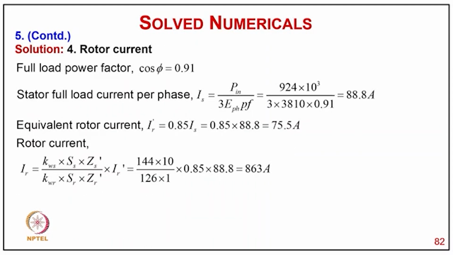So stator full load current comes from IS equal to P_in upon 3 E_ph into power factor, so it comes to 88.8 ampere, and equivalent rotor current IR equal to 0.85 IS, so it comes to 75.5 ampere. And rotor current IR equal to K_ws into S_s into Z_s divided by E_g K_wr S_r Z_sr into IR, it comes to 863 ampere.